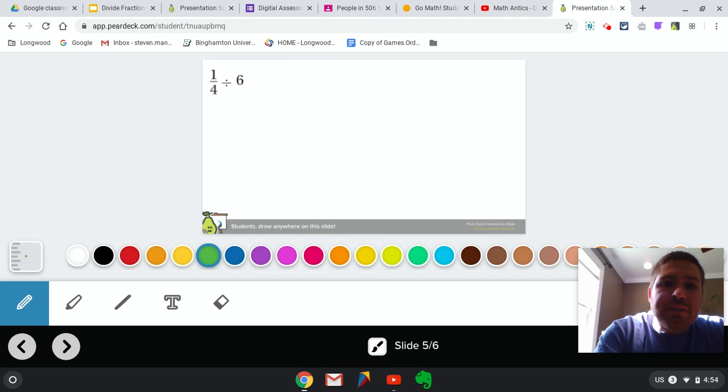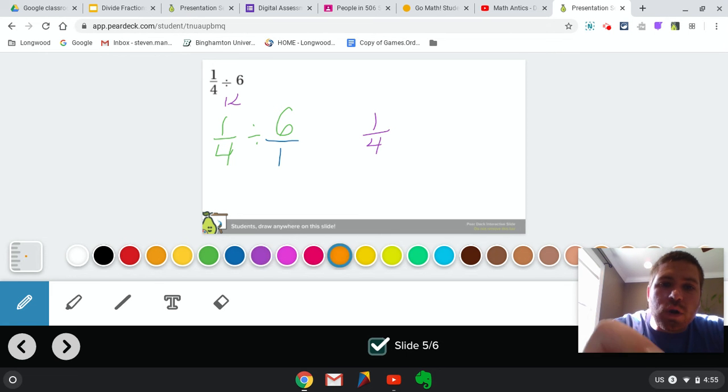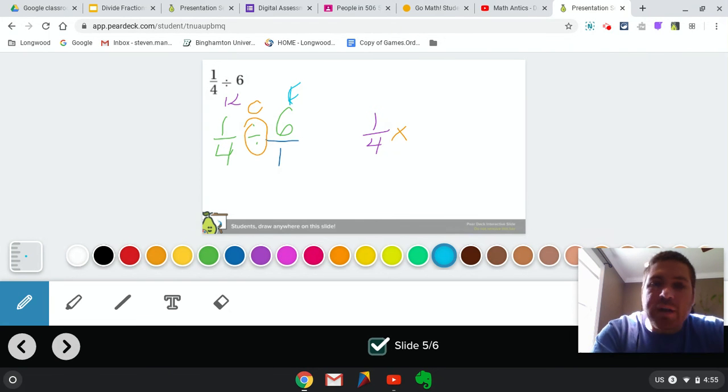We have 1/4 divided by 6. Let us rewrite 1/4 divided by 6. Remember, the first step is to give the whole number a denominator of 1. Then we're going to go ahead and do our keep. So keep 1/4 the way it is. We're going to change the division to multiplication. And then we're going to flip, or get the reciprocal of, this whole number, in this case this fraction 6/1.